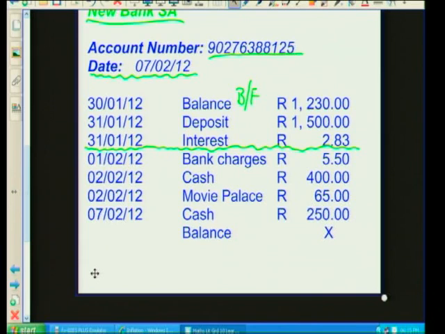But let's have a look here. There's interest. I'm getting interest on my money. I'm getting 2.83 Rand interest. How do I know I'm getting that interest and they're not going to charge me? Well, I know I'm getting that interest because I have a positive balance. I had money of 1,230 Rand in my account. I got another 1,500 Rand in my account. I've got money, and because I've got money in the account, the bank better pay me and say thank you for it.